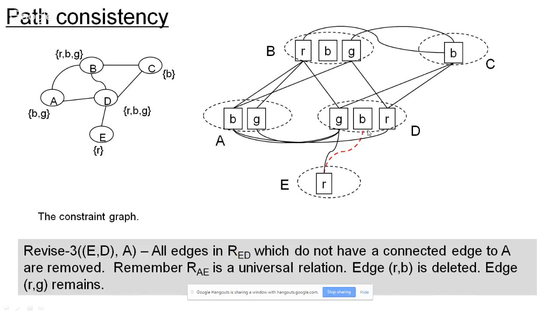So again, I will say that if we had done strong path consistency, we would have removed these blue values and saved us the trouble of doing all this reasoning for path consistency. And that's an advantage of doing strong path consistency.